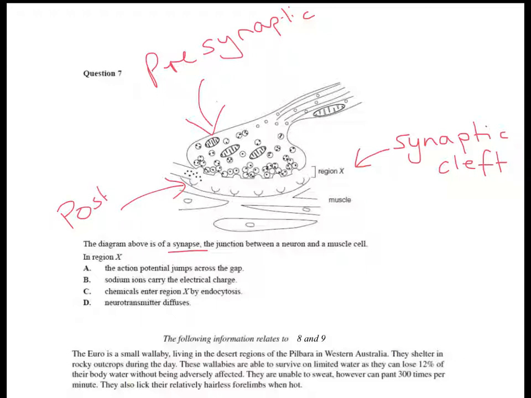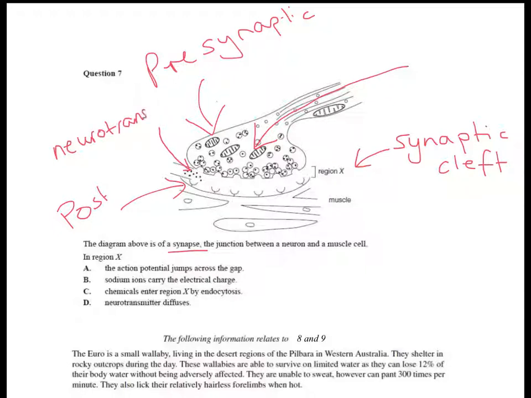Okay, so what happens is that the impulse comes down the synapse, and if you remember, when the impulse comes down the synapse, it causes these vesicles to move to the presynaptic membrane. Okay, and the vesicles contain the neurotransmitter, which is this guy here.